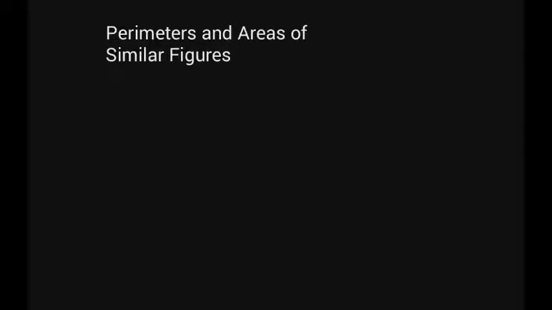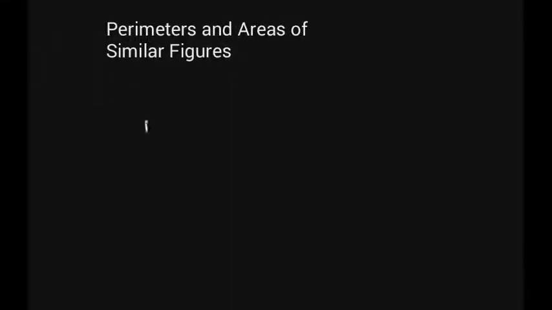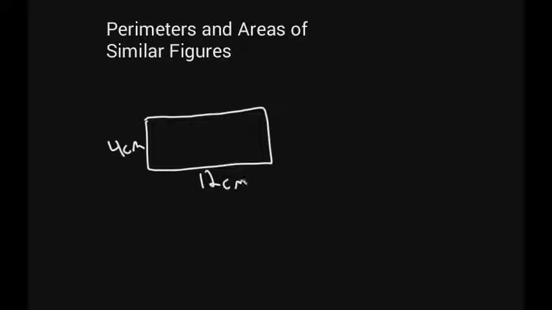Alright, we're going to talk about perimeter and area of similar figures. It really doesn't matter what the figure is. These rules are going to apply to whatever the figure is. And if we're talking about perimeter, we're talking about polygons. So let's just start with a rectangle, and let's say we have sides of 4 centimeters and 12 centimeters.